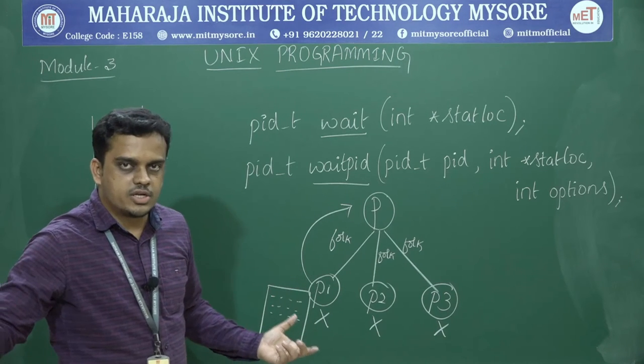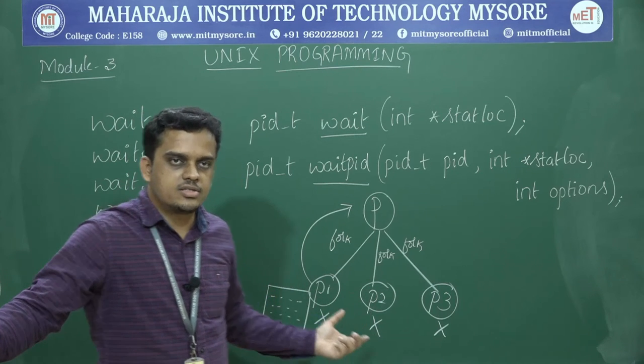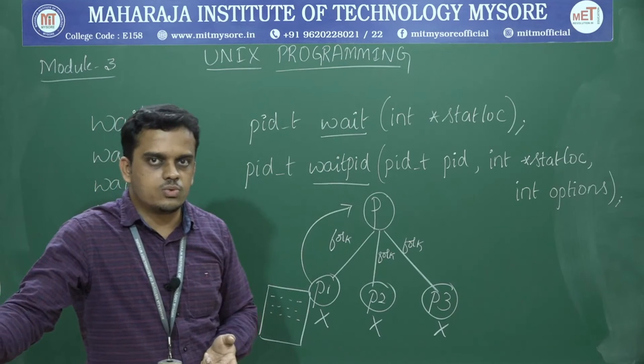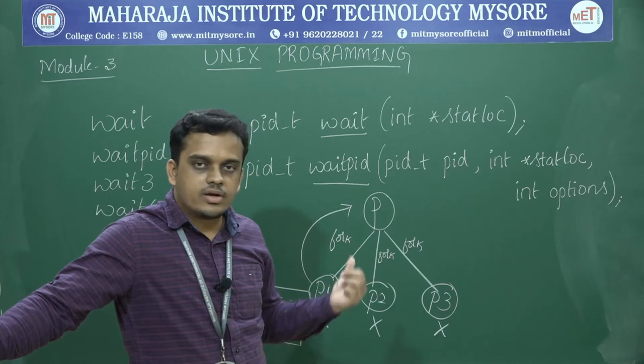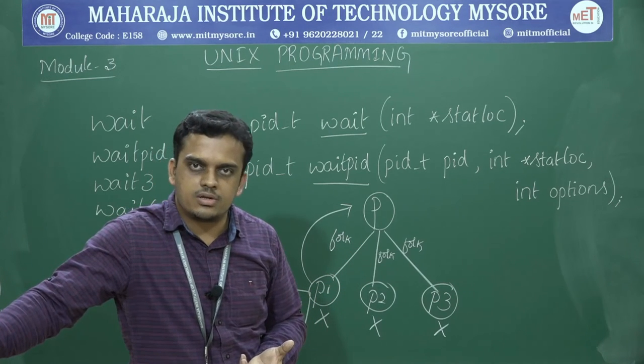Its termination status will be generated and stored in a Unix file system, and that address will be returned back to the calling process. That is how the wait function actually works. It will return the address in which the termination status has been stored.